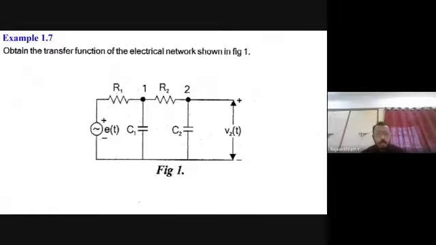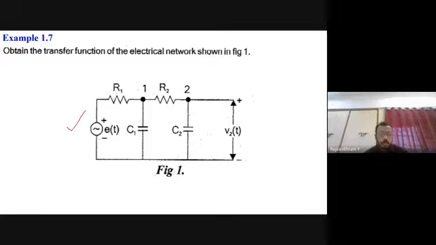So the first one is an example tutorial problem. Previously we approached the mechanical rotational system, and how we derive the transfer function. Now it is a simple electrical circuit. Since we already studied electrical circuit analysis, it is easy to understand. It consists of one electrical circuit. It has only one input. The input is E of t. So this is your input.